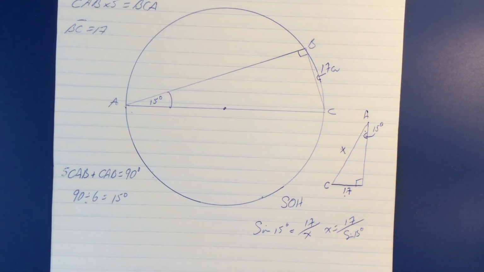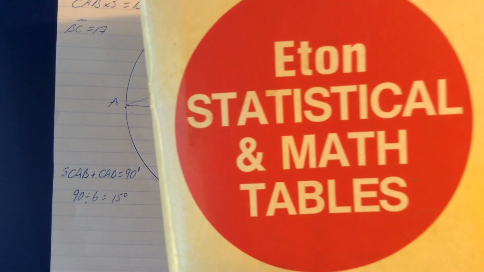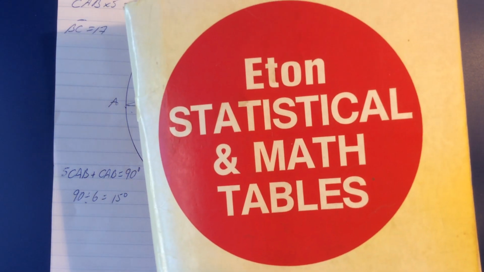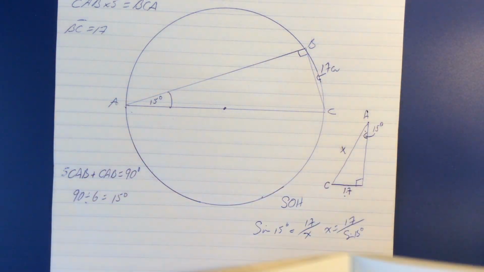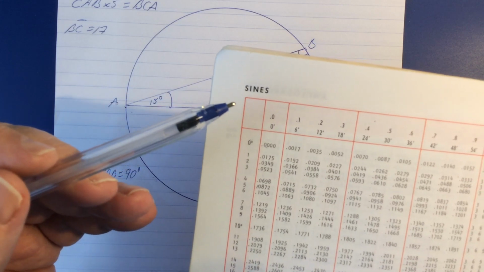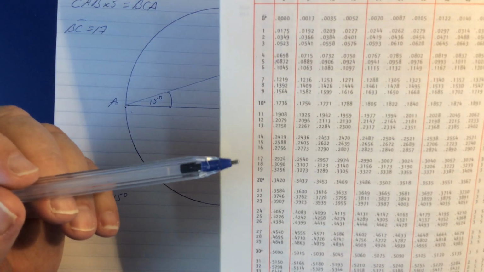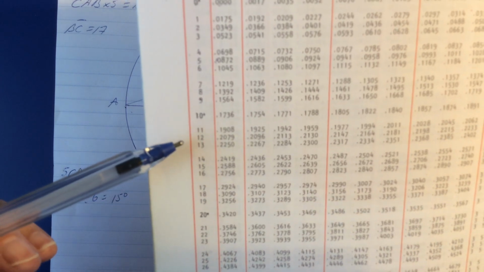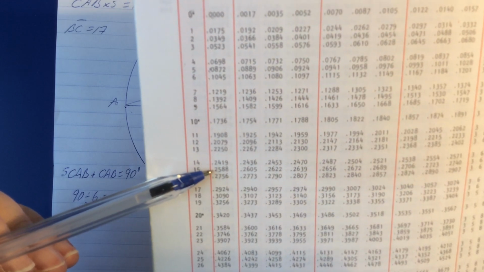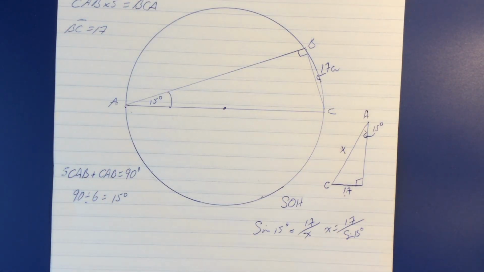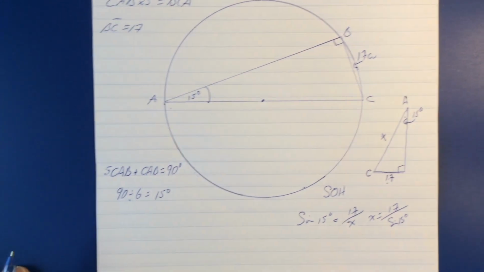Now, my good calculator is missing in action, and so I've decided to get out my tables. These are the tables that I used in school. This is not the edition that I used in school. That's long turned to dust. But in here we have sine values. And if we look for 15 degrees, it is, where are we? Just there. 0.2588.